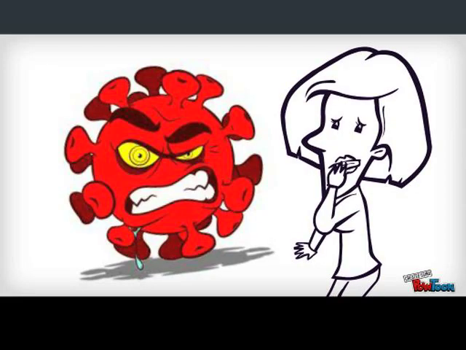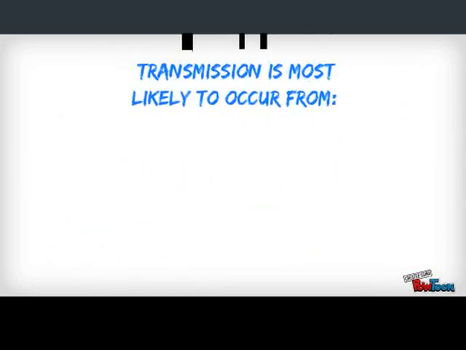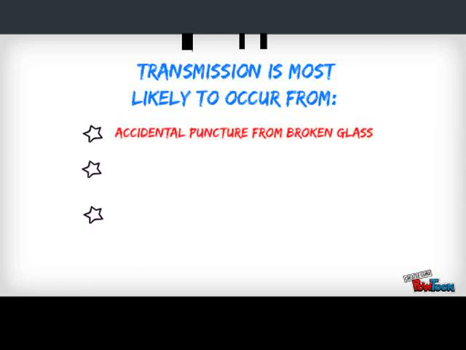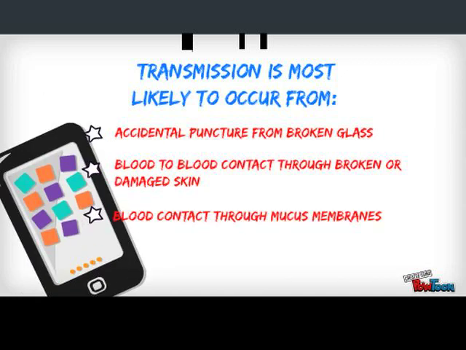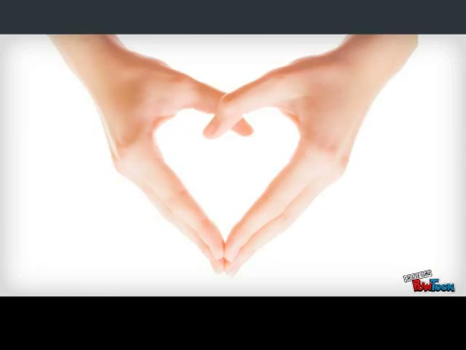Still worried, Miss Smith? Relax. Knowing the pathways of transmission and how to reduce exposure will prevent illness. Transmission is most likely to occur because of accidental puncture from broken glass, blood-to-blood contact through broken or damaged skin, or blood contact through mucous membranes. Blood is the main concern, but other infectious fluids are semen, vaginal secretions, cerebrospinal fluid, pleural fluid, amniotic fluid, and saliva.